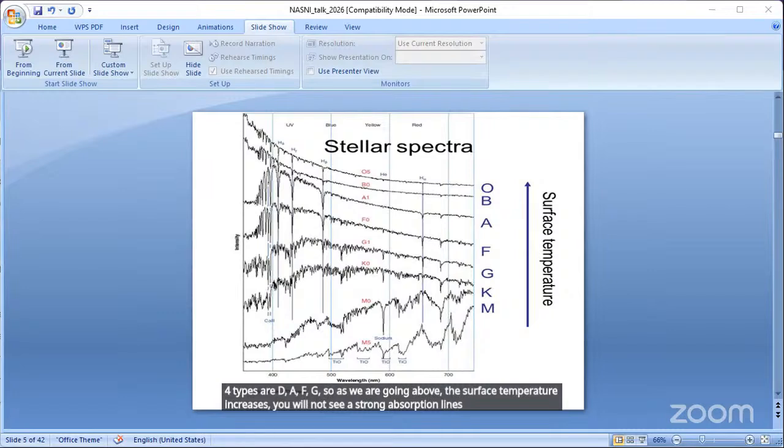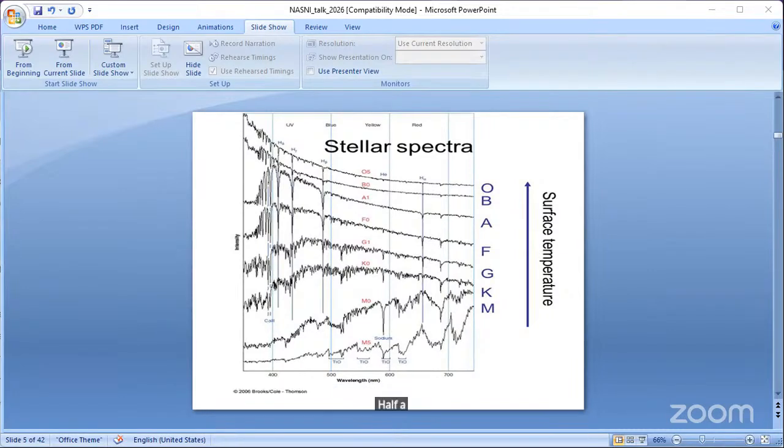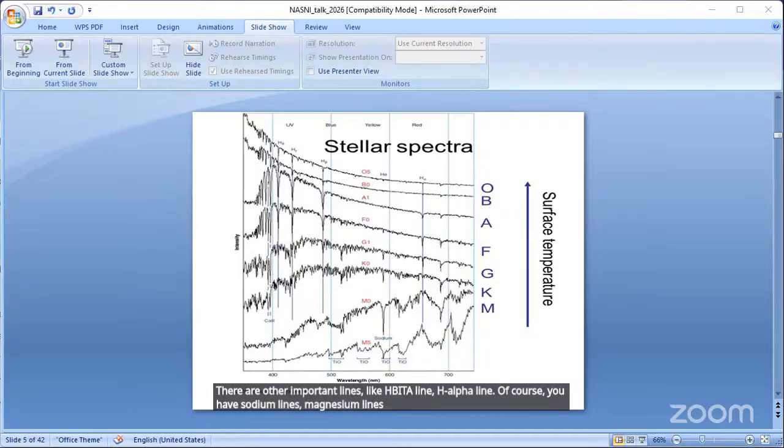The most famous line is generally this H alpha line, which is generally seen at 6563 angstrom or 653 nanometers. And there are other important lines like the H beta line. Of course, you have sodium lines, magnesium lines also, but generally these hydrogen lines are often seen in many of the stars. So most of the information relies on these particular lines.